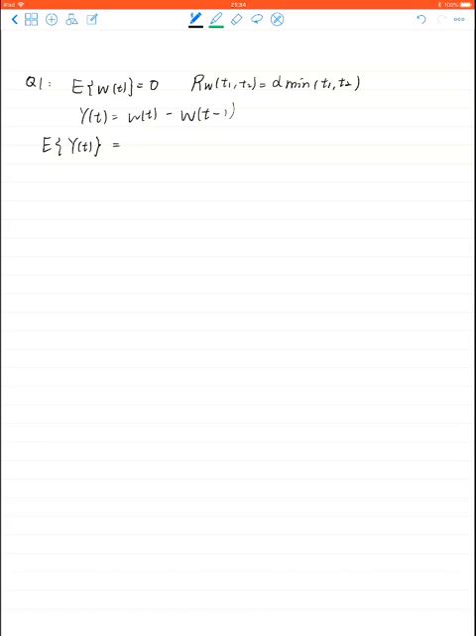Actually, the expected value of Yt equals the expected value of Wt minus Wt minus 1. Given the property of expected value, we can know that there should be E[Wt] minus E[Wt minus 1]. Since from the question we know that the expected value of Wt is a constant and is irrelevant to t, there should be 0 minus 0, and that is 0. That's the answer to the first question, the expected value of Yt.